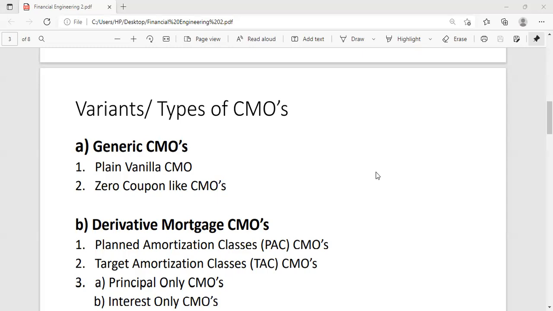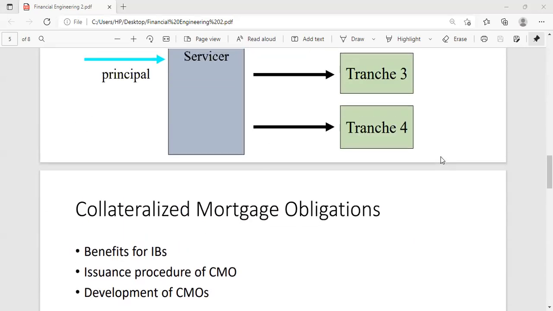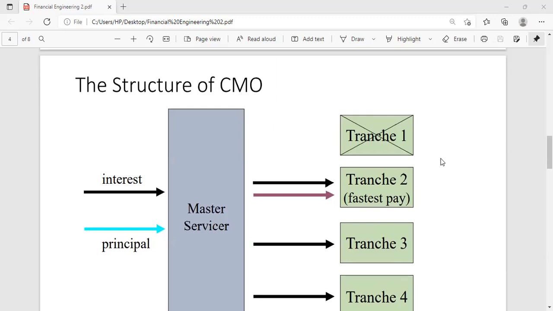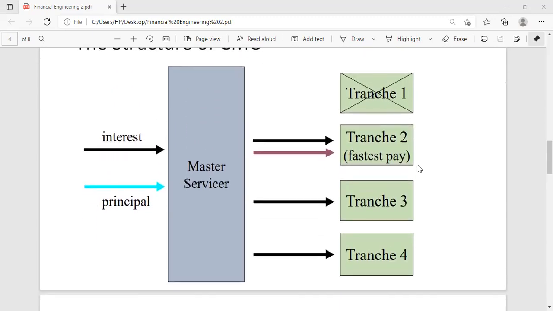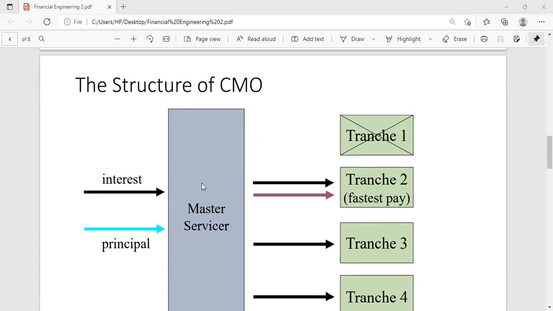And here is the structure of CMOs. If you understand my discussion related to the previous slides, you understand the graph or diagram here. The interest and principal the master servicer receives are transferred to the subsequent tranches. And the second tranche here is the fastest paid tranche, because the first tranche has already been repaid. All of the tranches receive the interest, but only one tranche at a time receives the principal, and similar things happen here.